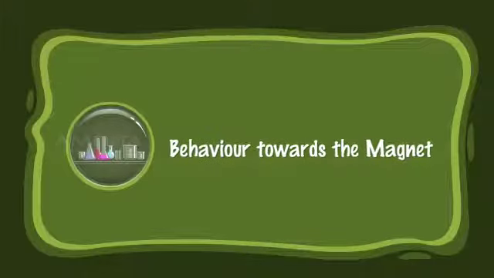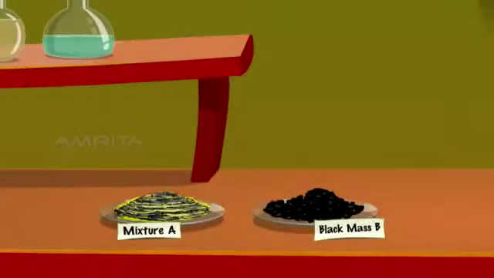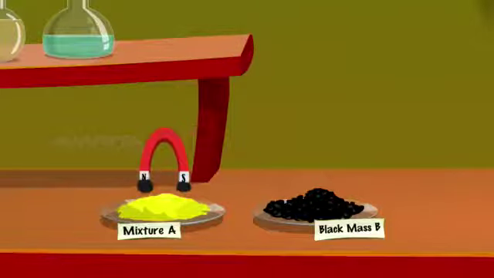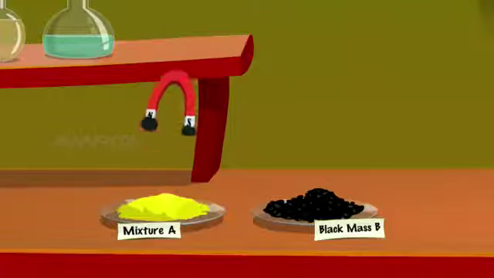Behavior towards a magnet. Place a small quantity of mixture A in a watch glass and a small quantity of black mass B in another watch glass. Show a magnet over the watch glass in which mixture A is taken. Iron filings cling to the magnet since iron retains its properties.